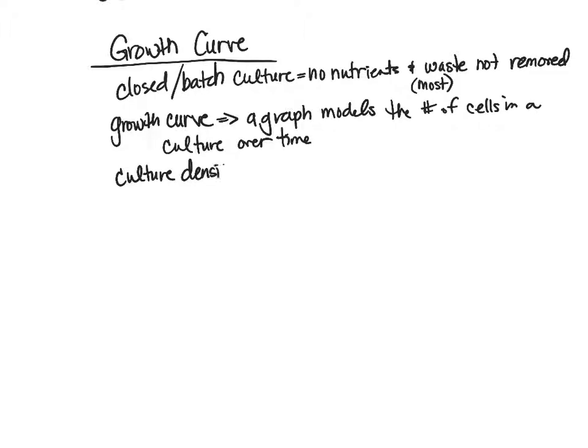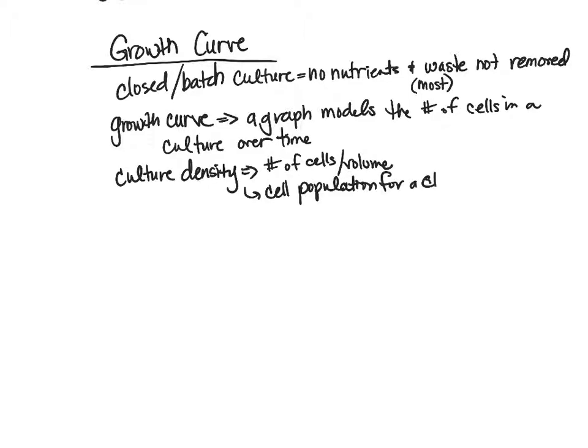Before we do that, though, let's take a look at the term culture density. The culture density is the number of cells per volume. This is something that we will calculate in a lab that we'll be doing. But in the graph, when we're talking about culture density, we're talking about the overall cell population for a closed system.